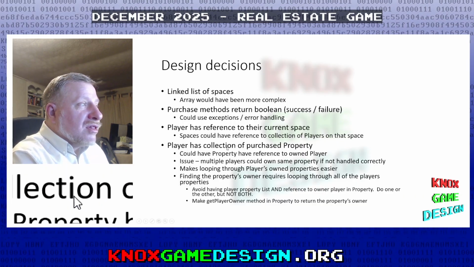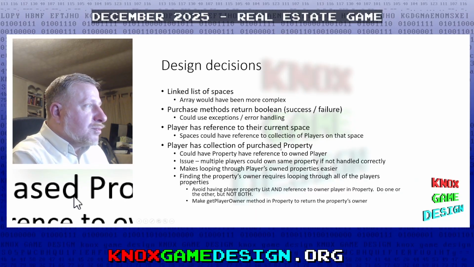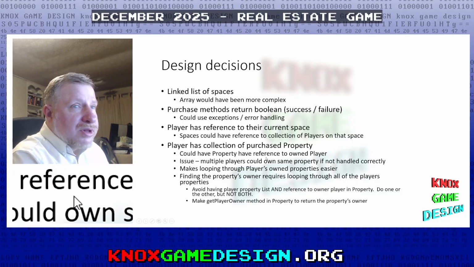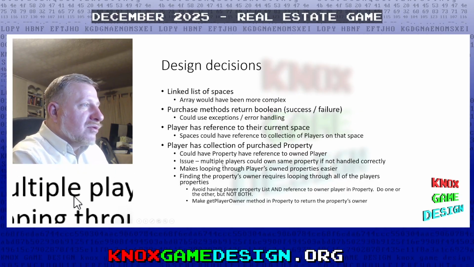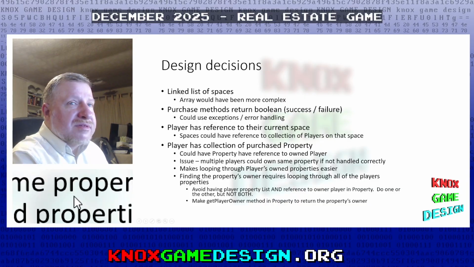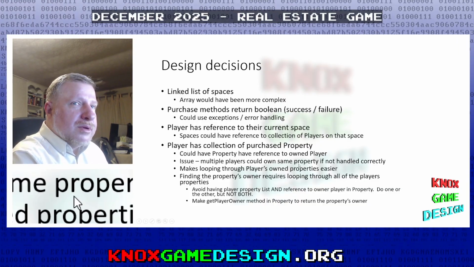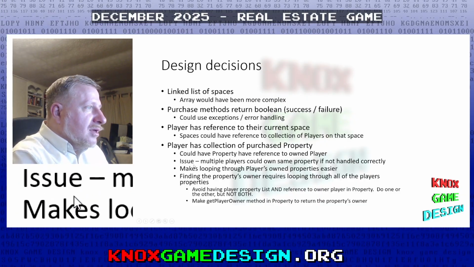A player has a collection. It's actually a list in C# of purchased properties. I could have had a property have a reference to the owning player. The issue with that is multiple players could own the same property if that's not handled correctly. So it's better to have a player own a property. So you've got that one player has many properties, 0 to many properties.